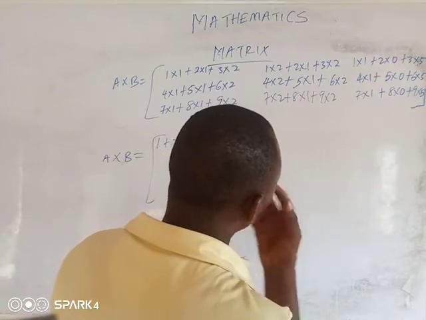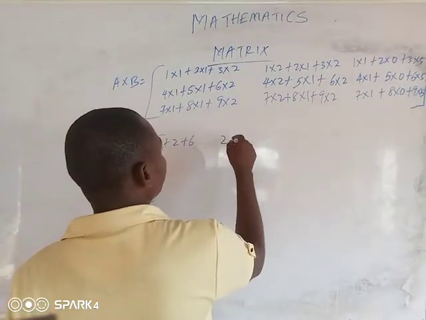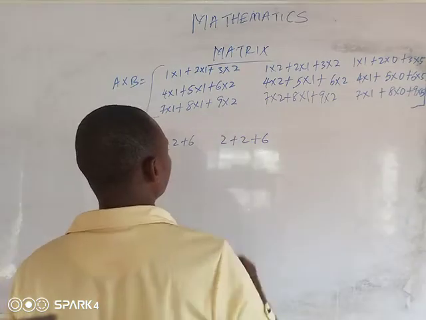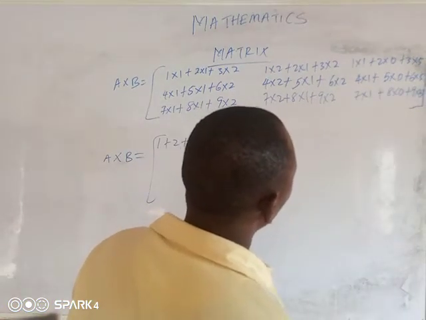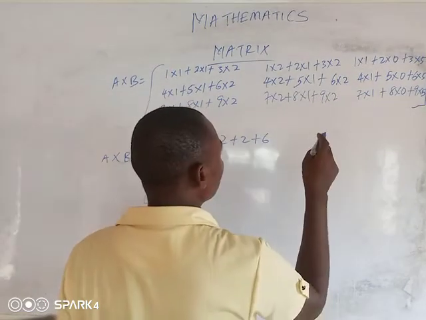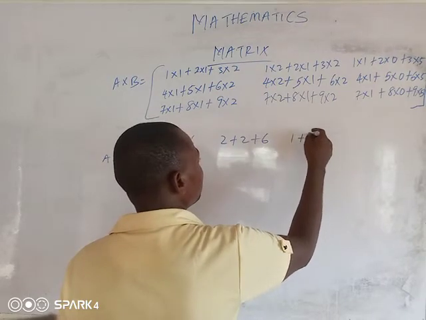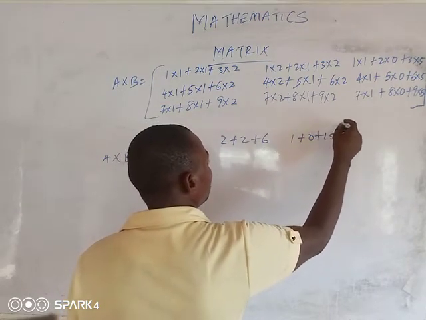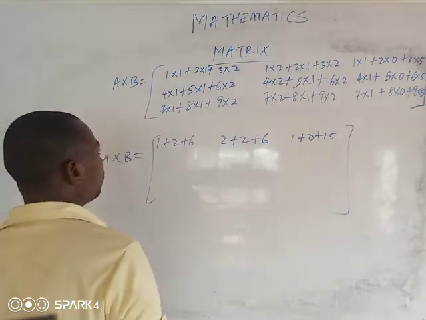2 times 1 gives us 2. 3 times 2 gives us 6. I have a 2 plus 2 plus 6. So this is 1 times 1, 2 times 0, 3 times 5. That means 2 times 0 will give us 0. Okay, let me just write everything: 1 plus 0 plus 15. Okay? So the second row.